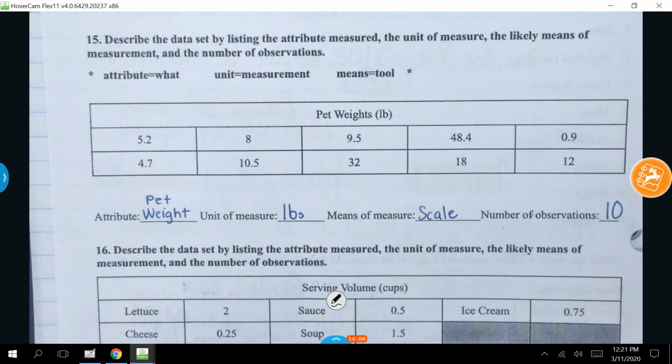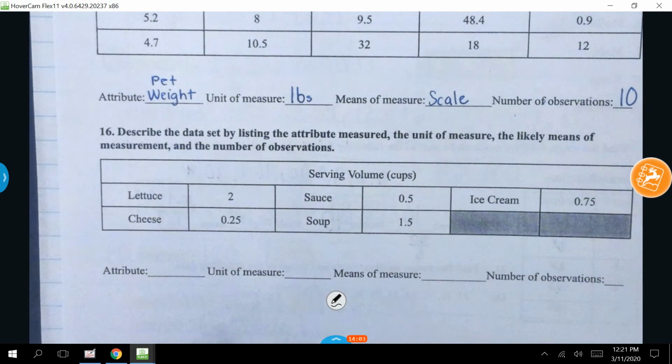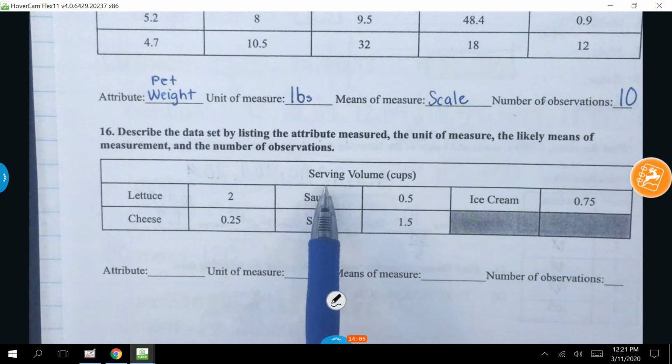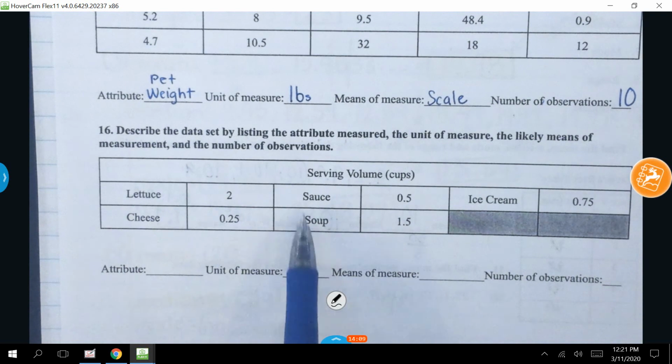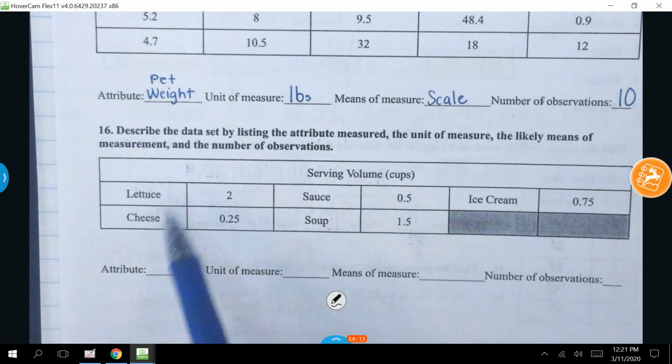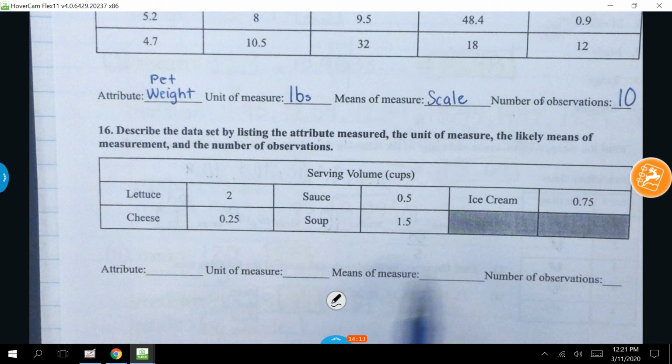All right, guys. I want you to try number 16. You'll notice it's talking about serving volume. What is it that we're serving? Lettuce, cheese, sauce, soup, ice cream. We're serving food. All right?